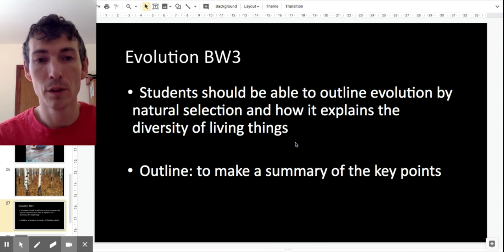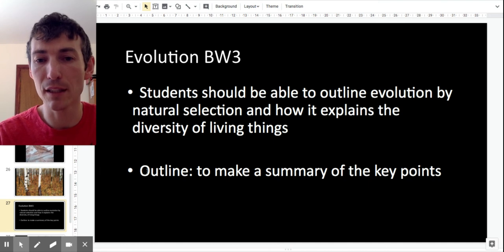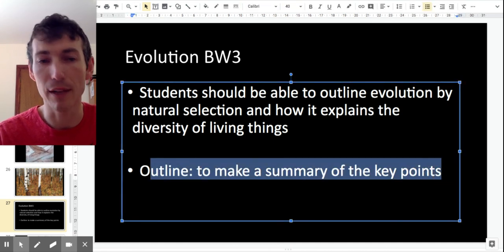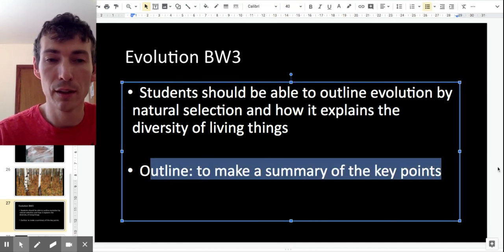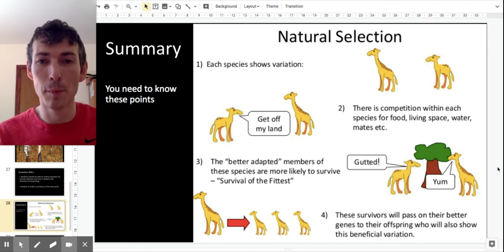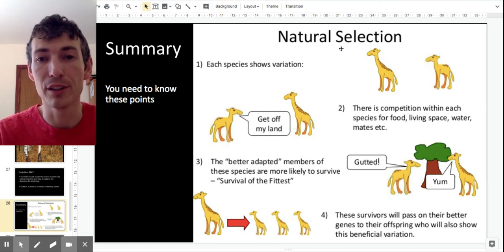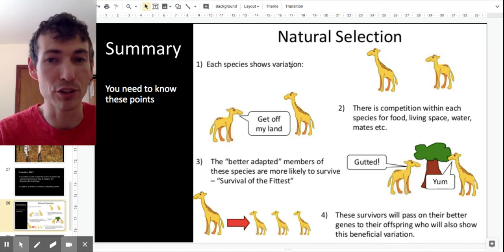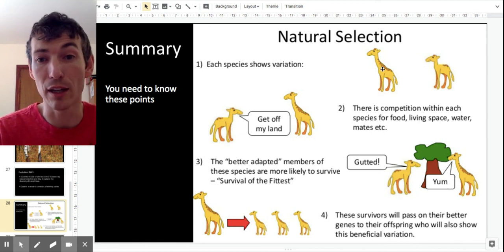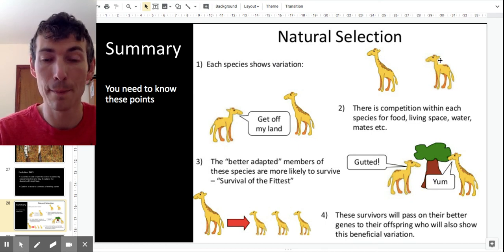Now, this is our learning outcome again. We now need to be able to make a summary of the key points of evolution by natural selection. And if one thing is really important from this whole lesson, it's this slide. You need to learn this off by heart. These 4 points. In summary, evolution by natural selection. Each species shows variation. Now we're taking the example of just a giraffe here. Some giraffes have long necks, some giraffes have short necks.